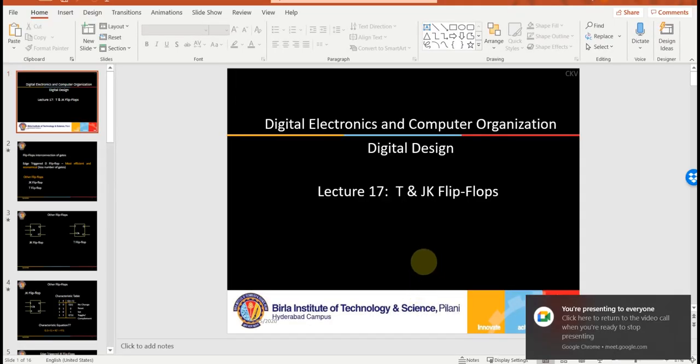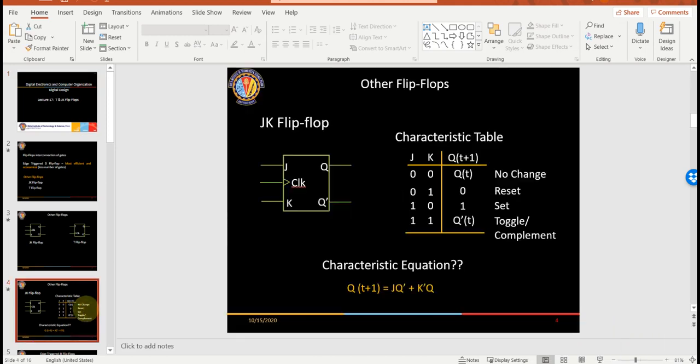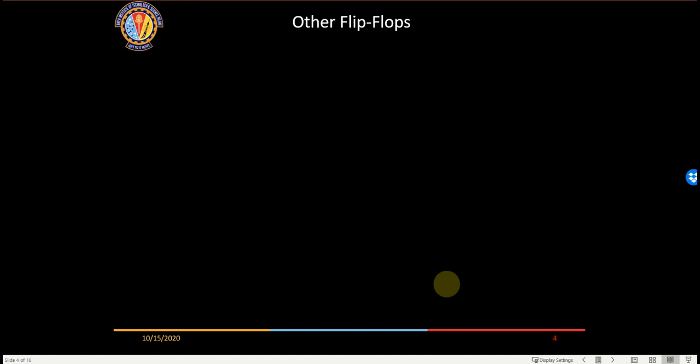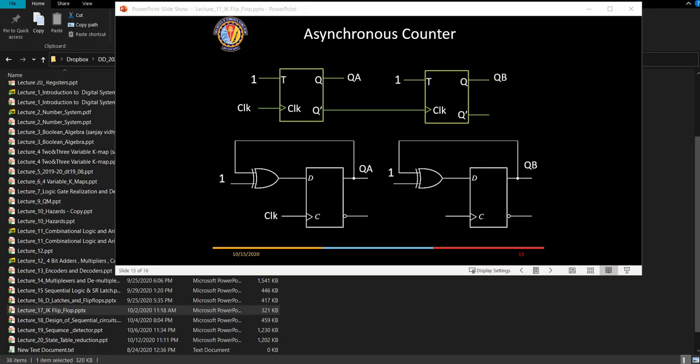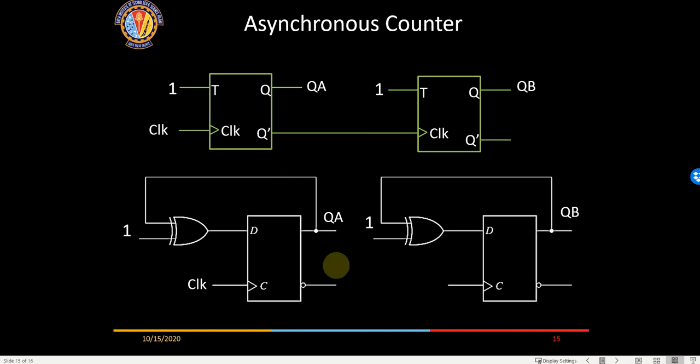So, sir, in slide 4, in the JK flip-flop, can you explain what the meaning of the triangle for the clock input is? Okay. So, is there any doubts with this?